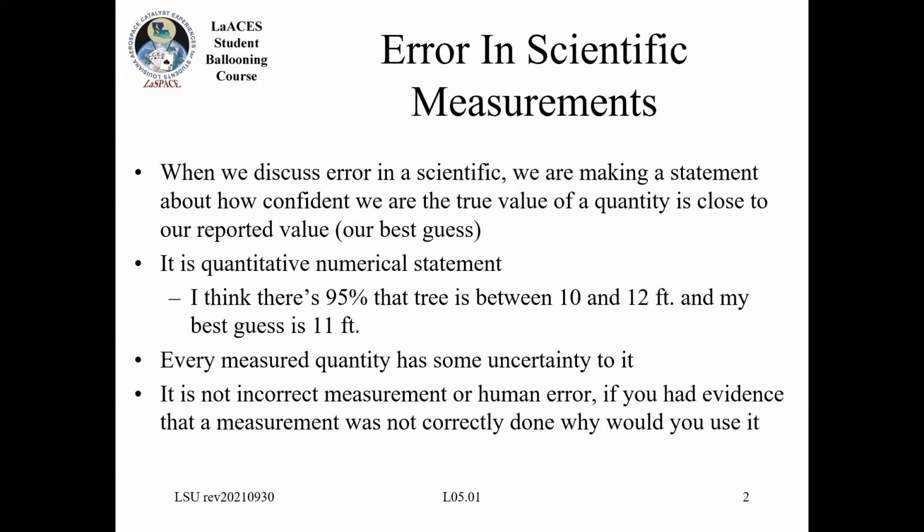It's something along the lines of, I think there's a 95% chance that the height of that tree is between 10 and 12 feet, and I think it's most likely 11 feet, right? That's what, if I was to say the height is 11 feet plus or minus 1 foot, that's really what that means. Now that percentage may change. It may be 67%, it may be 95%. That's something that depends on the level of analysis you're doing.